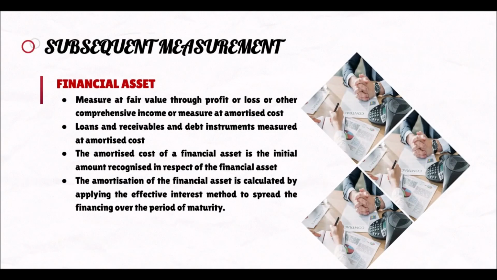Next, under subsequent measurement, financial asset is measured at fair value through profit or loss or other comprehensive income, or financial asset measured at amortized cost. Loan and receivable and debt instrument are measured at amortized cost. The amortized cost of a financial asset is the initial amount recognized in respect of the financial asset. The amortization of the financial asset is calculated by applying the effective interest method to spread the financial asset over the period of maturity.